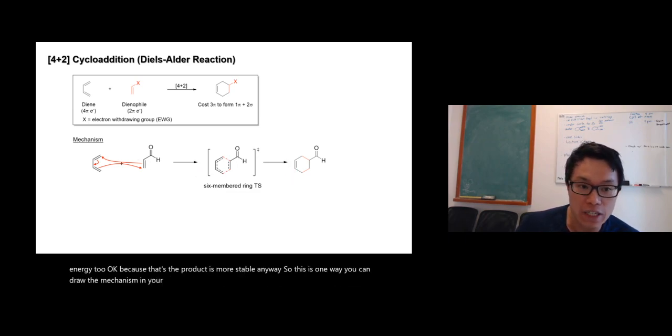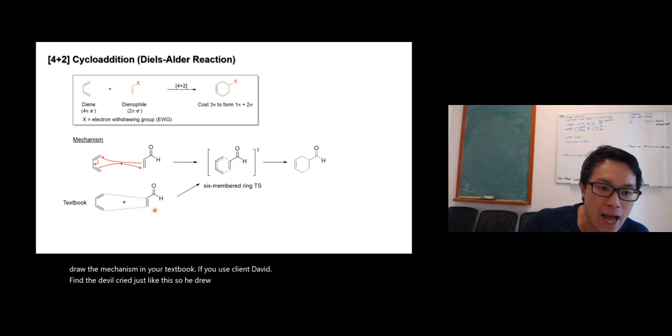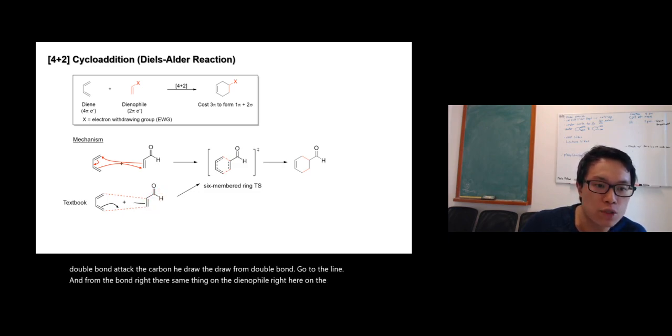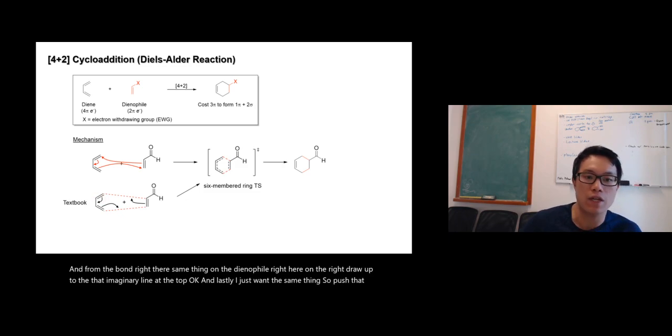Anyway, this is one way you can draw the mechanism in your textbook. If you use David Klein, David Klein does it like this. He drew 2 imaginary lines like that, because we are about to form these 2 sigma bonds. Instead of having the double bond attack the carbon, he draws from the double bond to the line and forms the bond right there. Same thing on the dienophile on the right: draw up to that imaginary line at the top. And lastly, this one is the same thing. Push that double bond downward. There we go, same thing.